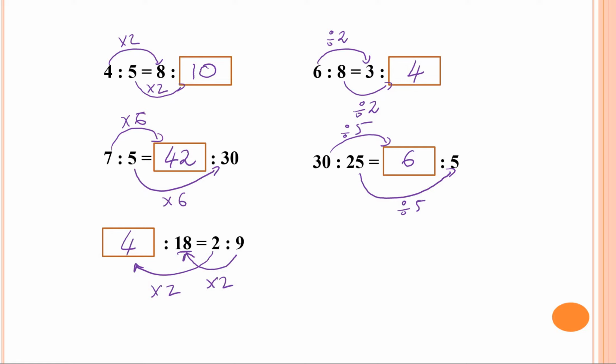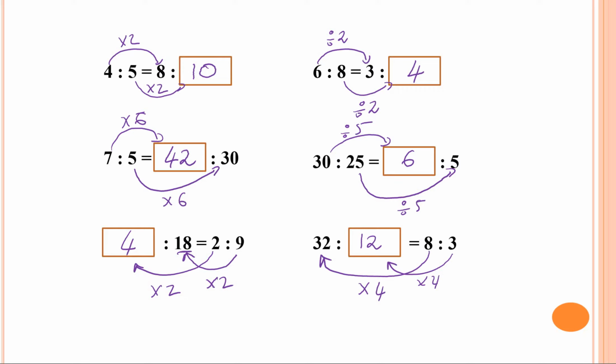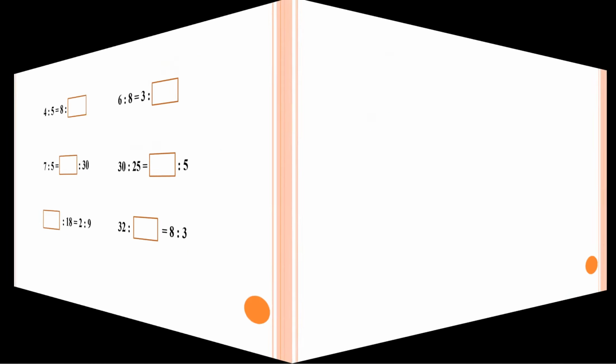Okay, let's move on to this one here. 32 to something is 8 to 3. 32 and 8 are matching, just remember that for me. So 8 to 32, you times 4, because 8 times 4 is 32. So therefore, to get this number, it is 3 times 4. So 3 times 4 is 12. So that's how you work out equivalent ratios. Just follow this process. Okay, let's move on to the next one.